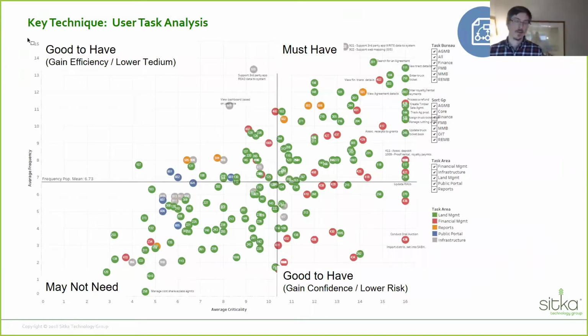Down here in the southeast are good to have kinds of tasks as well. These are critical, but they don't happen frequently. You might consider including these in your improvement plan to help gain confidence and lower risk. And then the ones down here may not be as important to focus on right away. All right, so that's the user task analysis technique in a nutshell. Any questions?